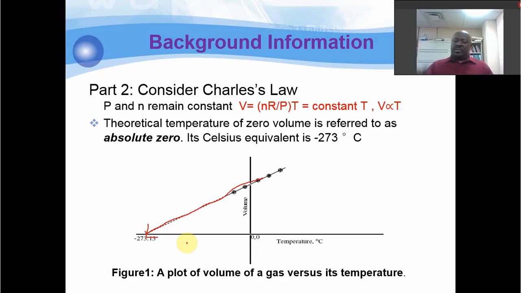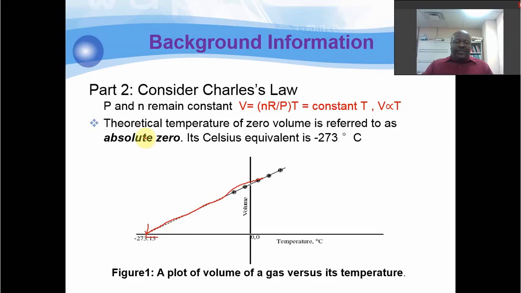That is, you extrapolate to the point where the volume is 0. And then, lo and behold, you will find that in this case, it's minus 273.13. But here's the crux of the story.